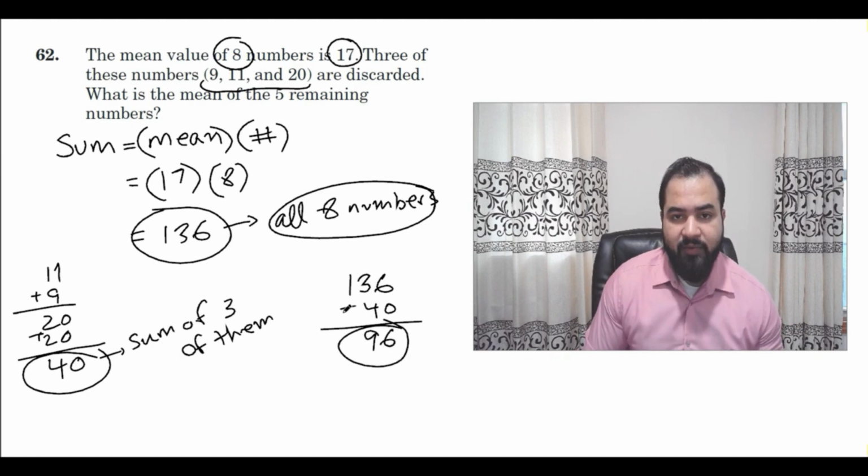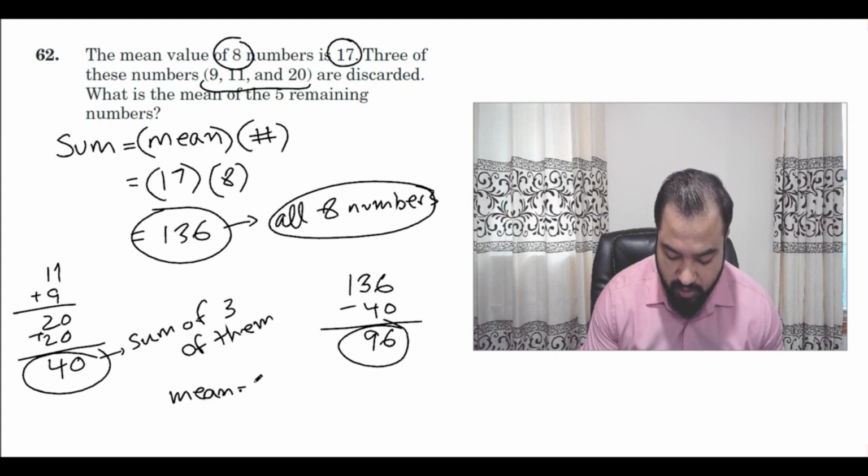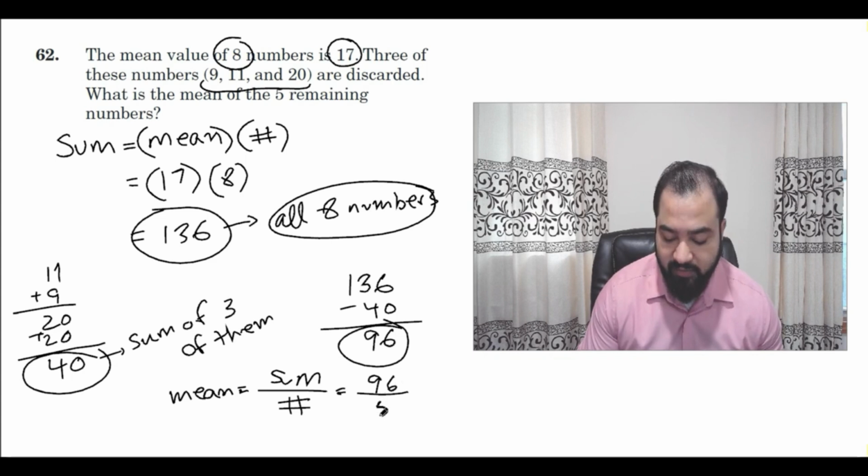So now we want to find the mean of these 5 numbers. So how do you find the mean? Mean is equal to the sum divided by the number of numbers, right? So we know that the sum of the 5 numbers is 96. So we divide by how many numbers there? 5. So divide by 5, we get, if you divide 96 by 5, you get 19.2, I believe.